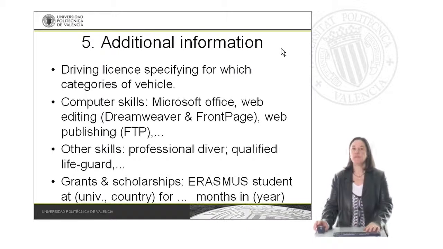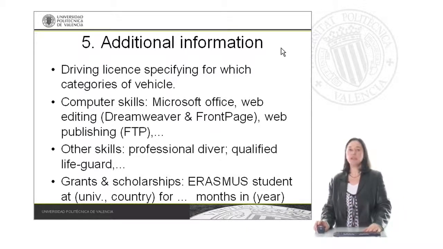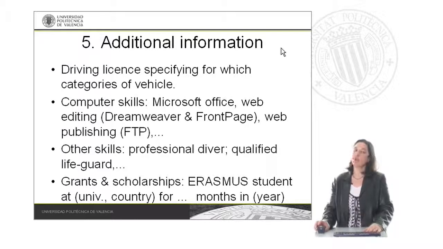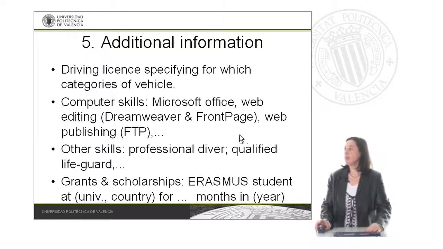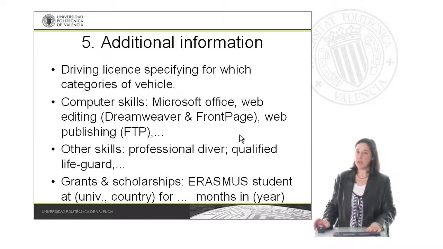Another section, the fifth section, would refer to any additional information that you think is relevant for your CV. Examples of things that we could include are these that you have on the screen here. Whether you hold a driving license, if so, it would be necessary to specify for which categories of vehicles. Then your computer skills. Nowadays it's important to let anybody know about our computer skills.